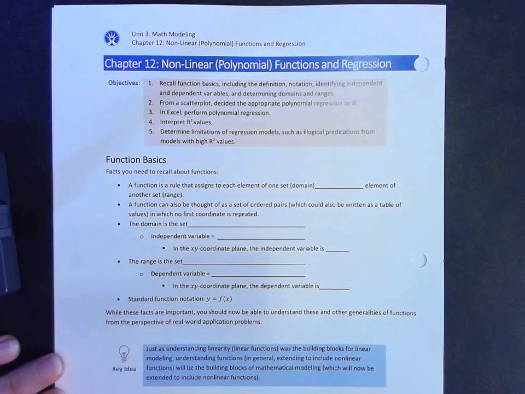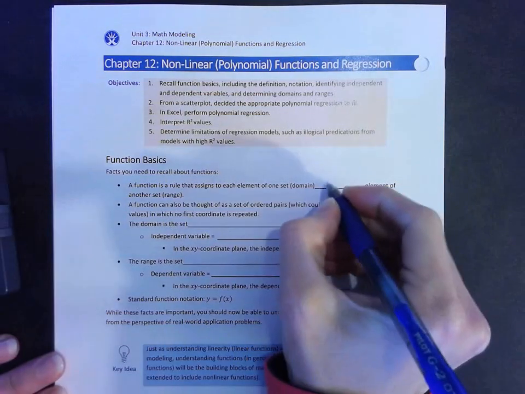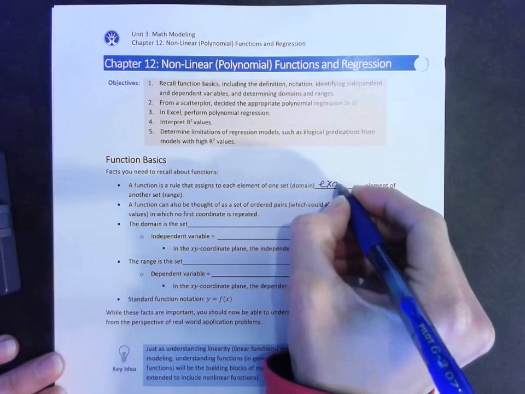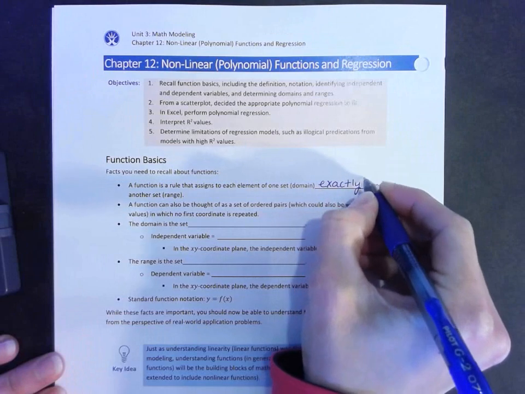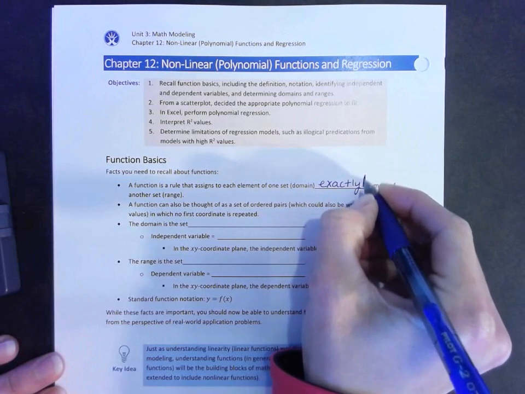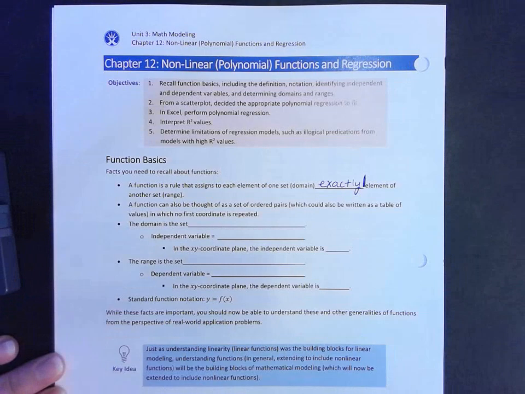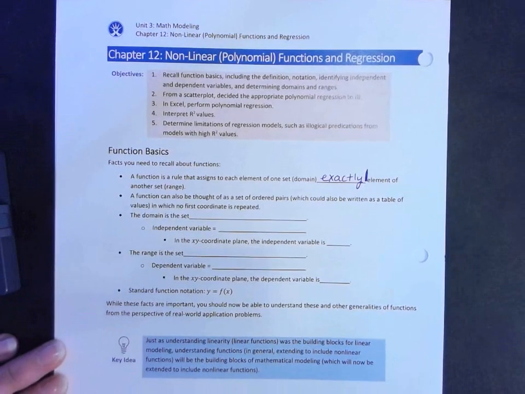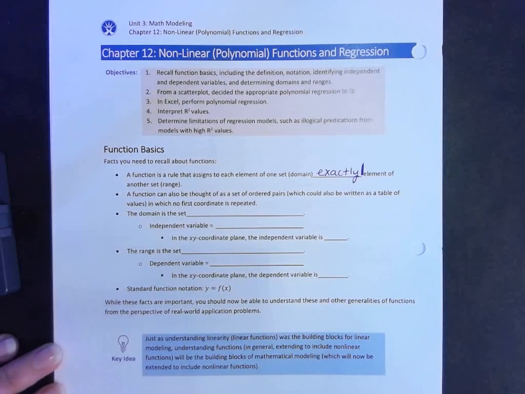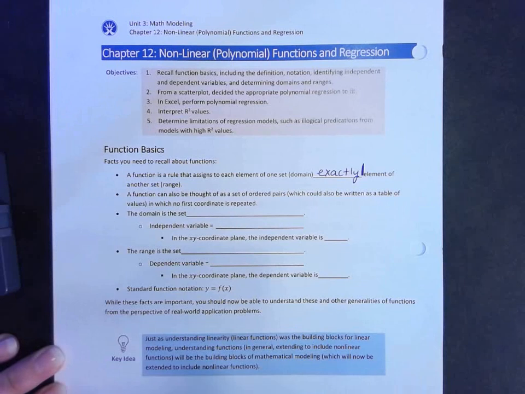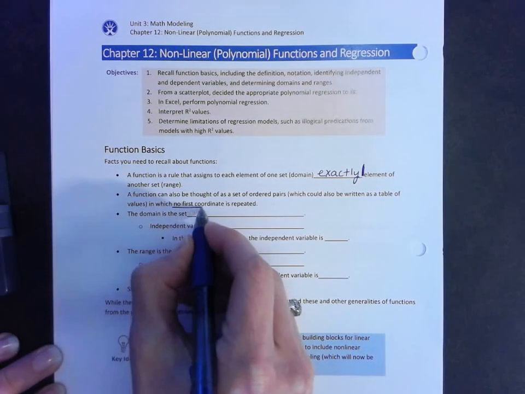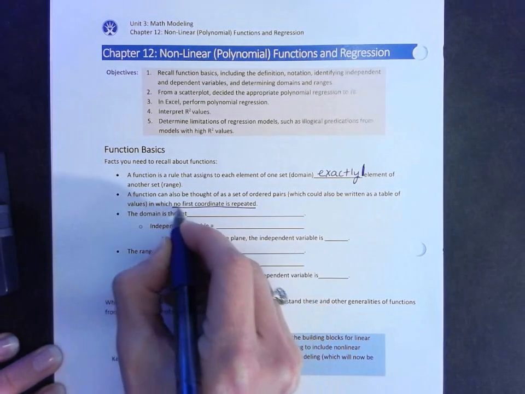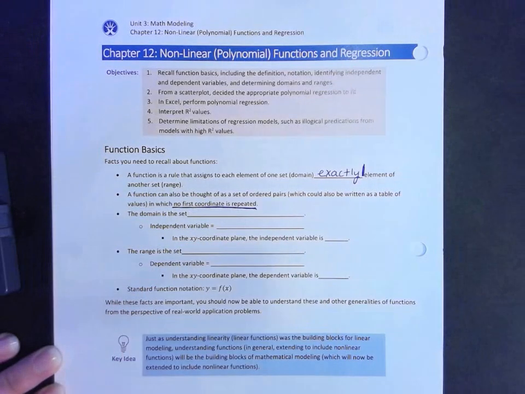So a function is a rule that assigns to each element of one set, that's the domain, exactly one element of another set, and that second set is what we call the range. A function can also be thought of as a set of ordered pairs, which for us a lot of times come from a table of values in which no first coordinate is repeated. So that's another way to define a function.